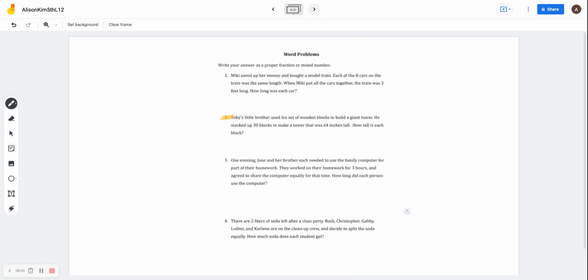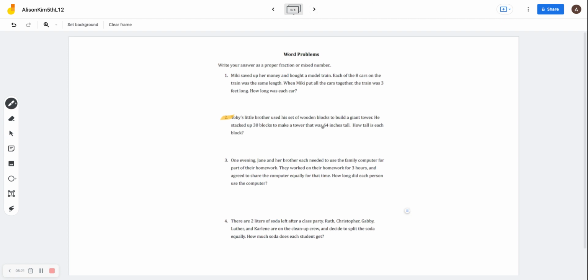Now we're going to move on to word problems. Let's do number 2 together. Number 2 says, Toby's little brother used his set of wooden blocks to build a giant tower. He stacked up 30 blocks to make a tower that was 64 inches tall. How tall is each block?